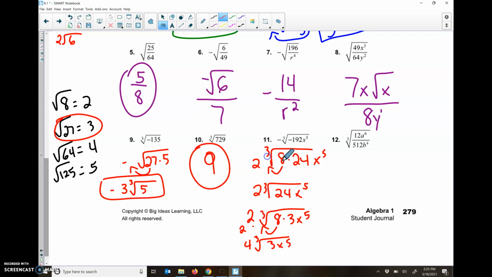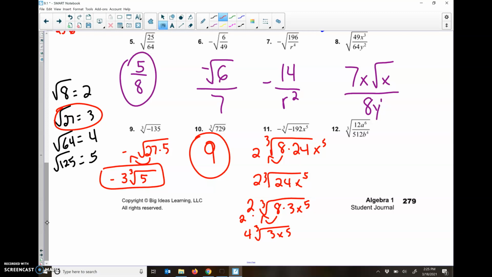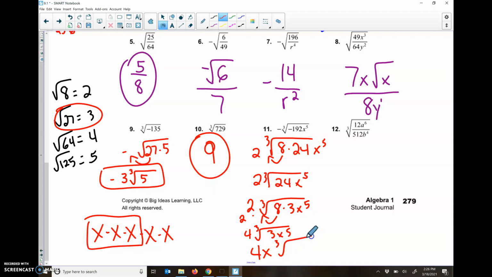Okay. And now that it's a cube root, instead of things leaving in pairs, things can only leave in groups of 3. So I have 5 x's here, which means I have one group of 3 with 2 left over. So instead of 3 x to the 5th under the cube root house, I'm going to move 3 of the x's to the outside, so 4x. And I'm going to leave 2 x's underneath the cube root house. Okay, so knowing your multiplication really helps with stuff like this.